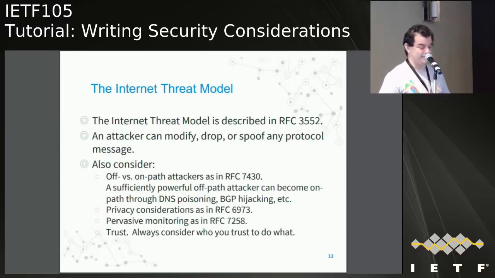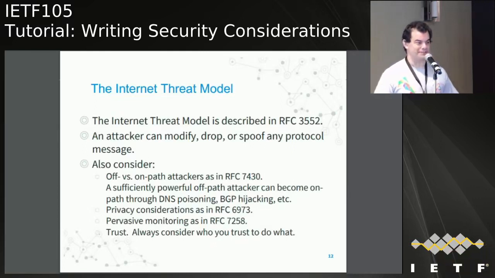You should also consider things that have evolved since then, such as the difference between off-path and on-path attackers, described in RFC 7430. Also consider that a sufficiently powerful off-path attacker can become on-path by convincing the internet to get your packets to go through something controlled by the attacker. And there are lots of ways of doing that. Also consider privacy considerations, which have become more important in recent years. See RFC 6973 about that. And pervasive monitoring, which we started worrying about relatively late. That's in RFC 7258.